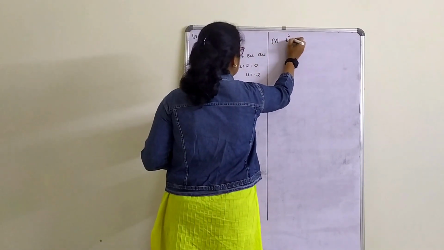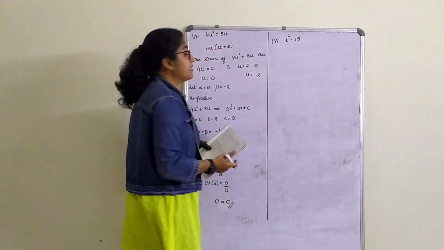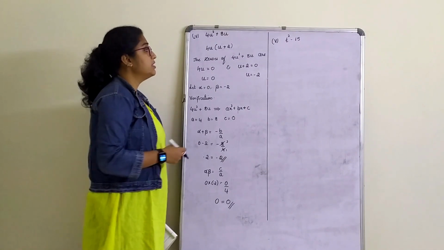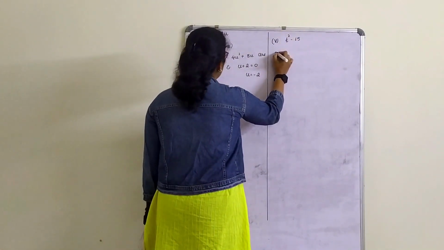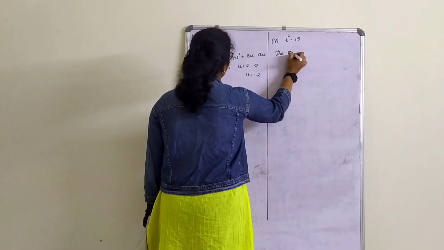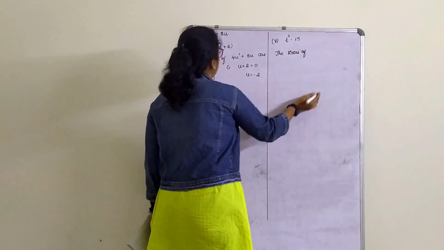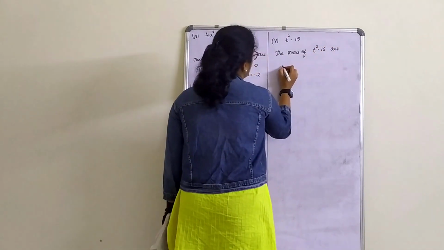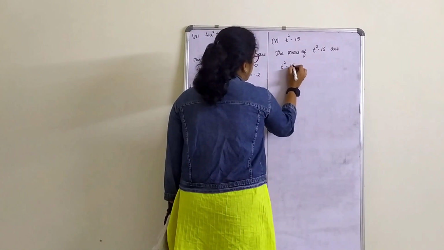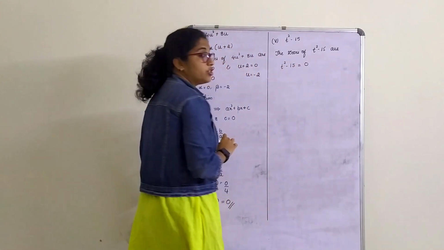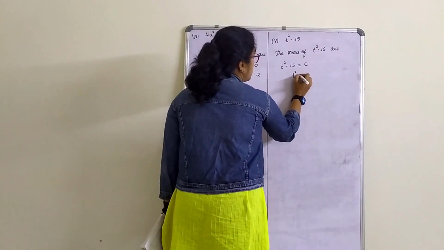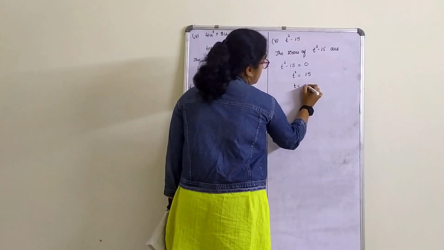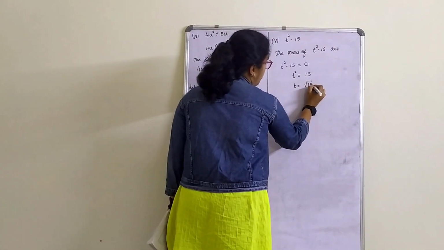T square minus 15. It is a quadratic polynomial. Again here the x term is not there, but the constant is given. So how do we write it? We can directly say the zeros of polynomial, or zeros of t square minus 15 are. So I will write here t square minus 15, equate the equation to 0. T square is equal to 15, right? T is equal to square root of 15.